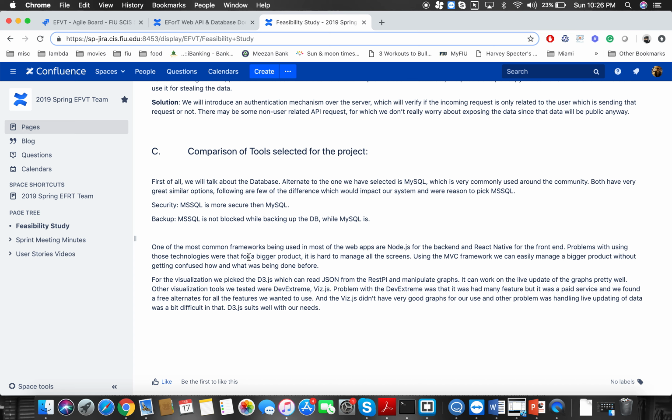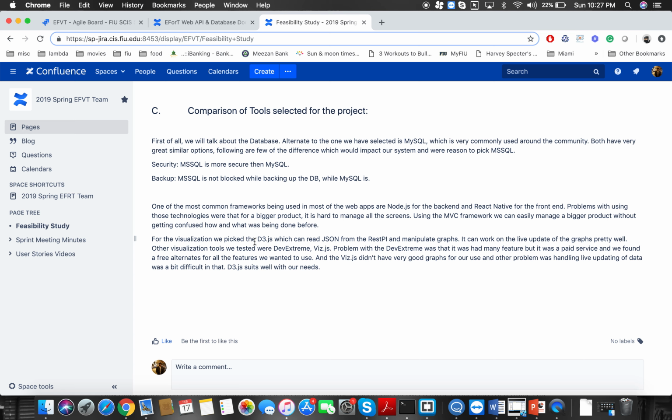We'll discuss it. First of all, we'll discuss the database. We checked multiple database servers. One was MySQL, which was very commonly used, but the problem was the security and the backup. For that, MS SQL is better than MySQL. That's why we picked MS SQL.